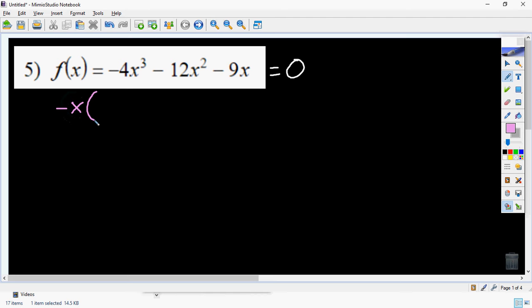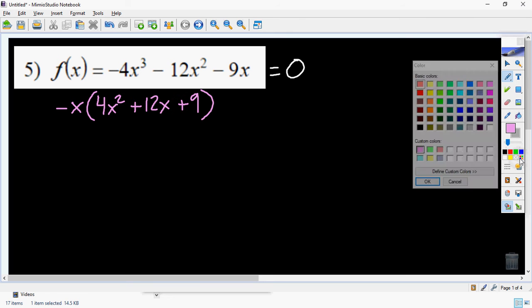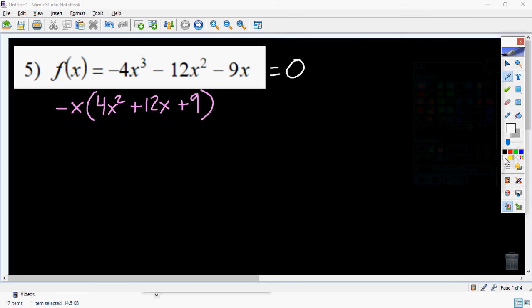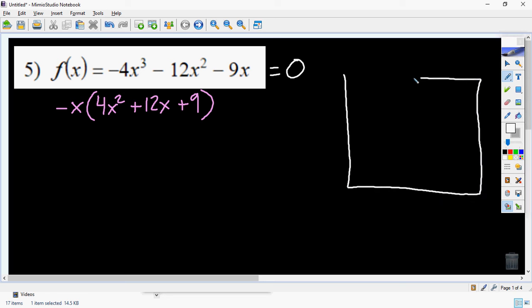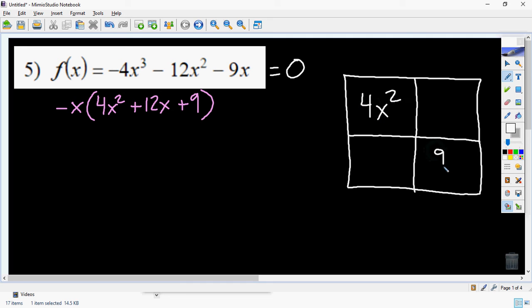And when I do, that leaves me with 4x squared plus, because I factored a negative out, 12x plus 9. Alright. Well, I need to factor that middle part, and because the leading term has a constant, in this case of 4, I'm going to use my little box to help me. And I'm going to say, alright, I have a 4x squared and a 9, and I'm going to think what multiplies to make those.